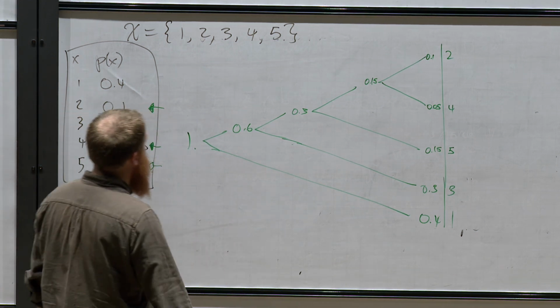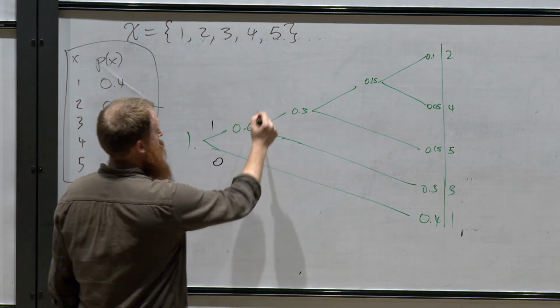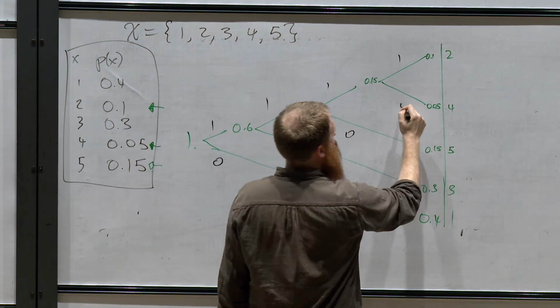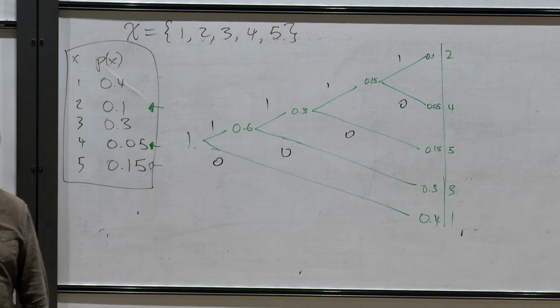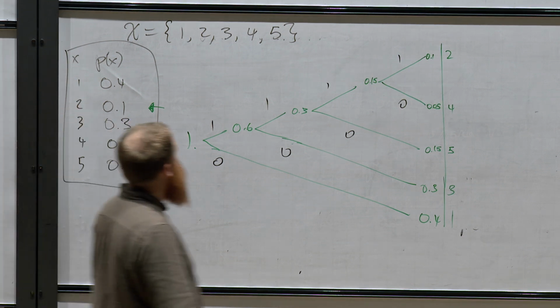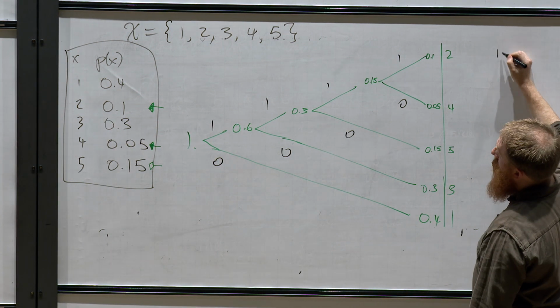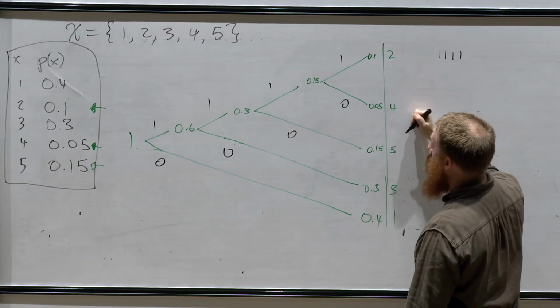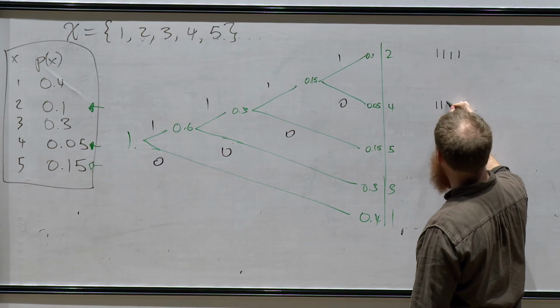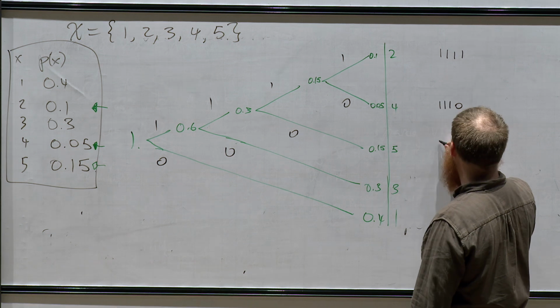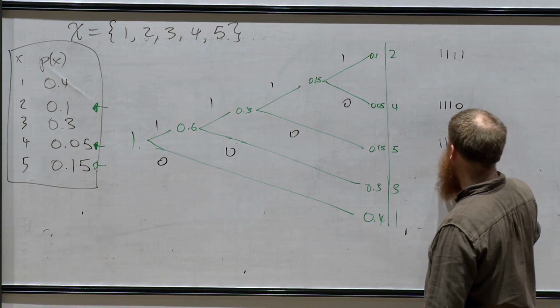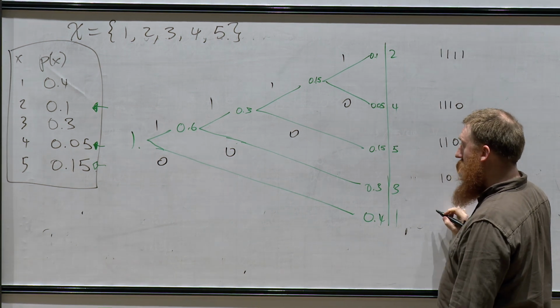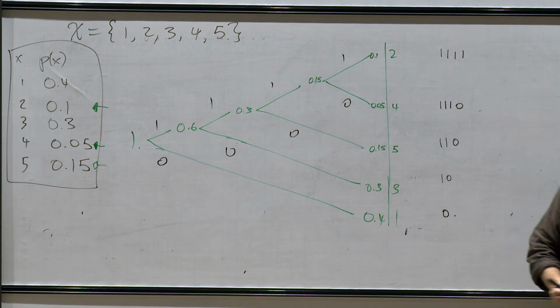Okay, so how do I build a code? 1, 0, 1, 0, 1, 0, 1, 0. Doesn't matter how I label it, as long as I only use the numbers 0 and 1. That is a completely arbitrary choice. So that means 2 is encoded as 1, 1, 1, 1. 4 is encoded as 1, 1, 1, 0. 5 as 1, 1, 0. 3 as 1, 0. And 1 as 0. And you look at that and you go, yes, that is a prefix code. And that is the recipe.